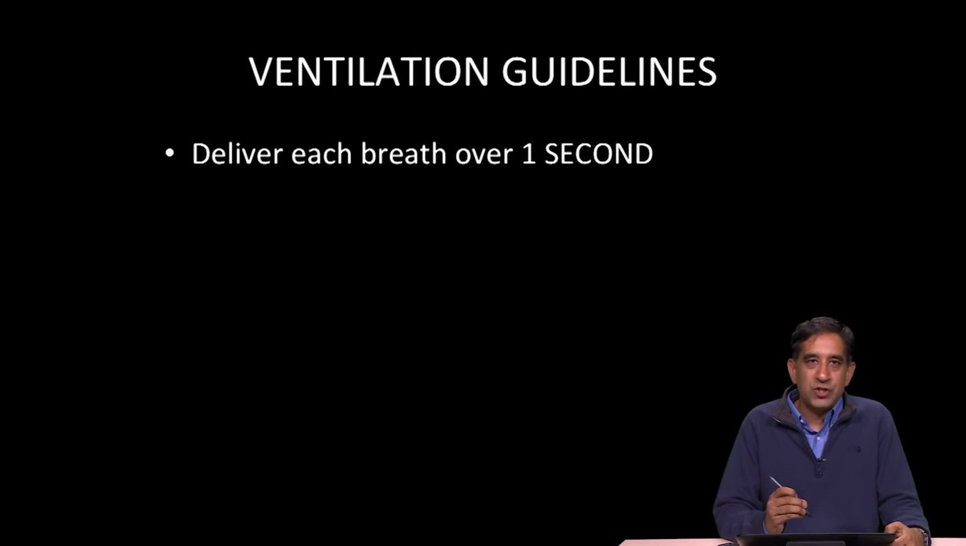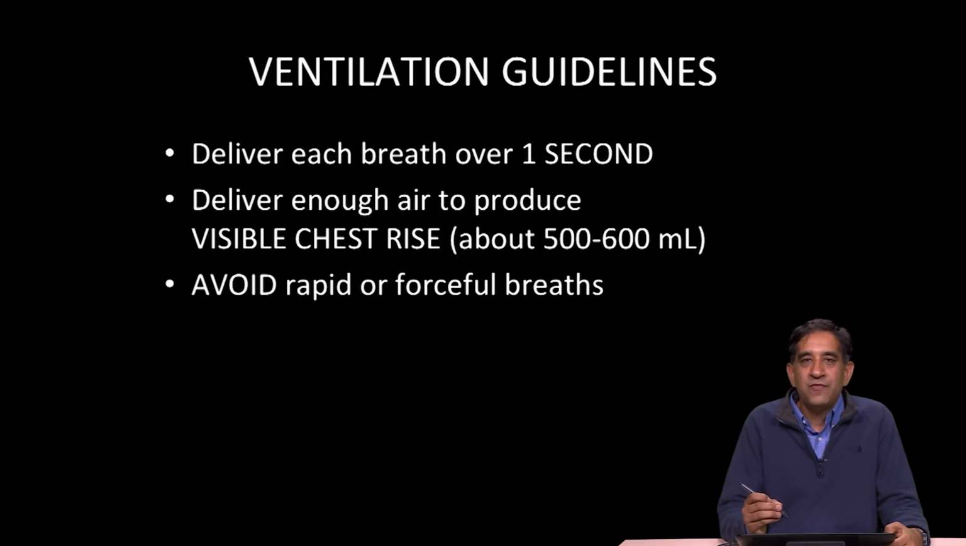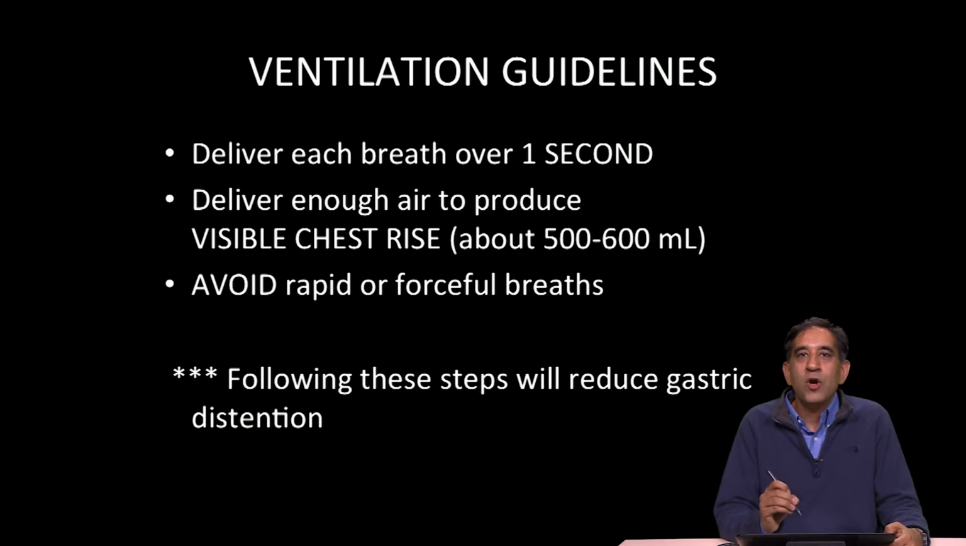Again, when we're talking about ventilation guidelines, remember to deliver each breath over 1 second. You want to give just enough air to make the chest visibly rise, and that's usually about 500 to 600 milliliters of air, about half the bag, half of a 1-liter bag. And it's very important not to squeeze rapidly. Avoid rapid, forceful breaths because this tends to force air into the stomach and less air into the lungs. And following all 3 of these steps is really important because it'll reduce gastric distension and reduce the risk of passive regurgitation and aspiration.